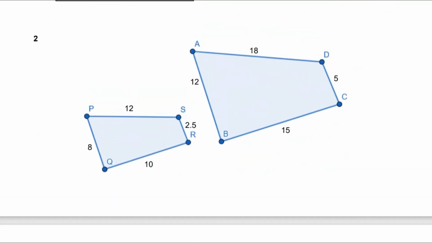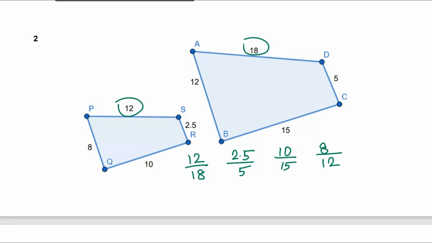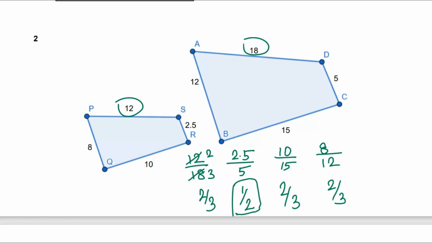Consider this shape. Let's take 12 and 18, the ratio, and 10 over 15, and 8 over 12. On simplification, it will give 2 over 3. The ratio is 2 over 3, and here it is 1 over 2, and this is 2 over 3, and here also 2 over 3. But this ratio is different, so these two shapes are not similar.